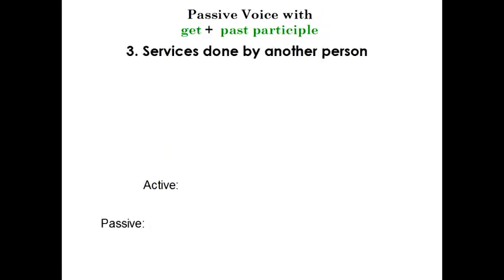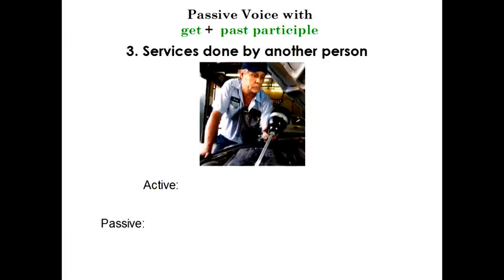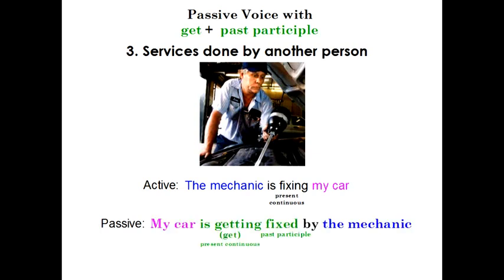And our last situation where we can use get as the passive voice, we talk about services done by another person. So for example, in the active voice, the mechanic is fixing my car. Okay? So notice my verb tense is in the present continuous. The mechanic is fixing my car right now. And if I want to say this in the passive voice, it's a service, I can say, well, my car is getting fixed by the mechanic. So again, I'm using get in the present continuous. My car is getting fixed by the mechanic.